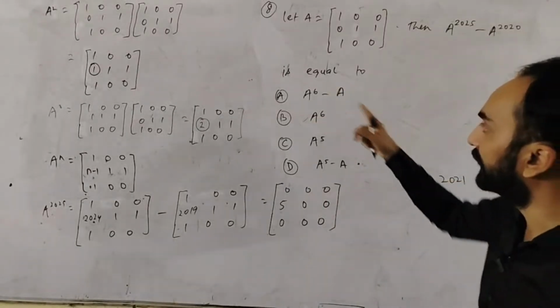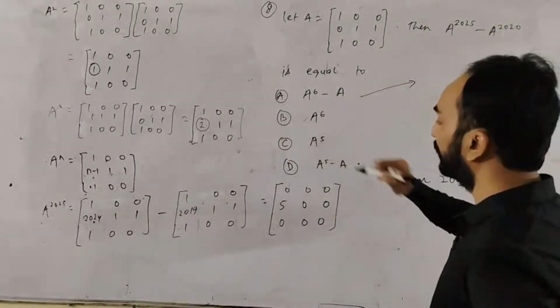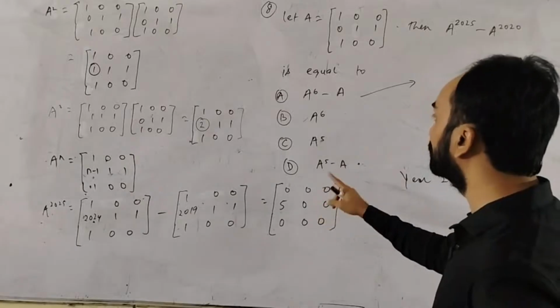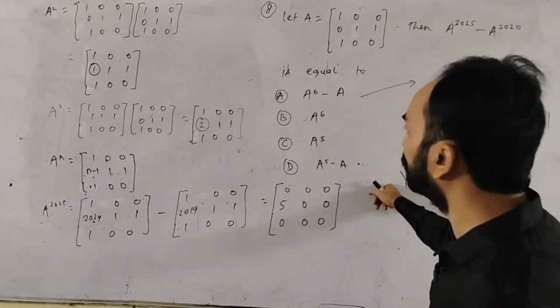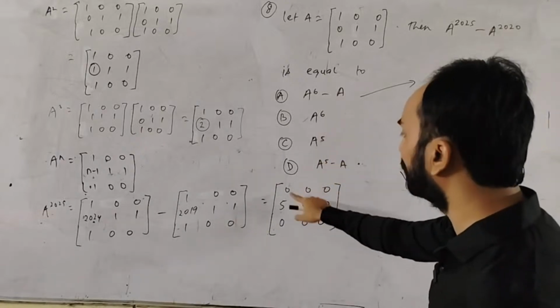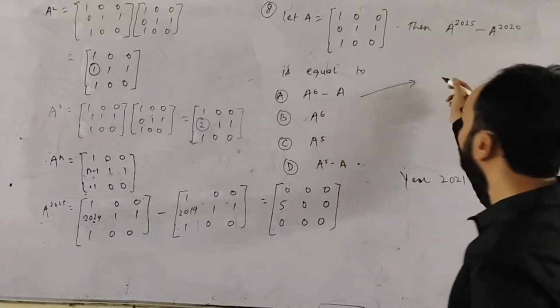A to the power 6. A to the power 6 will be what kind? I am solving it here by verifying the options, right? So is it A to the power 6? A to the power 6, it will come as 5. No, it will not come like this. A to the power 5, it will come 4. So we have to check. Okay, so I think option number A is correct.